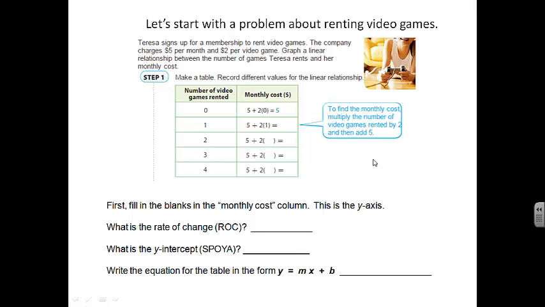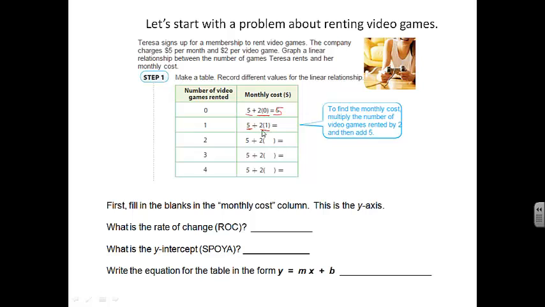First, make a table and record the different values for the linear relationship. Now, they're just showing you how to do this. We've got to pay the $5 per month, and then we've got to pay $2 per game. So if we don't ever rent a game, let's say we join the first day but we don't rent a game, then our cost is $5. We still have that $5 to add into our total cost.